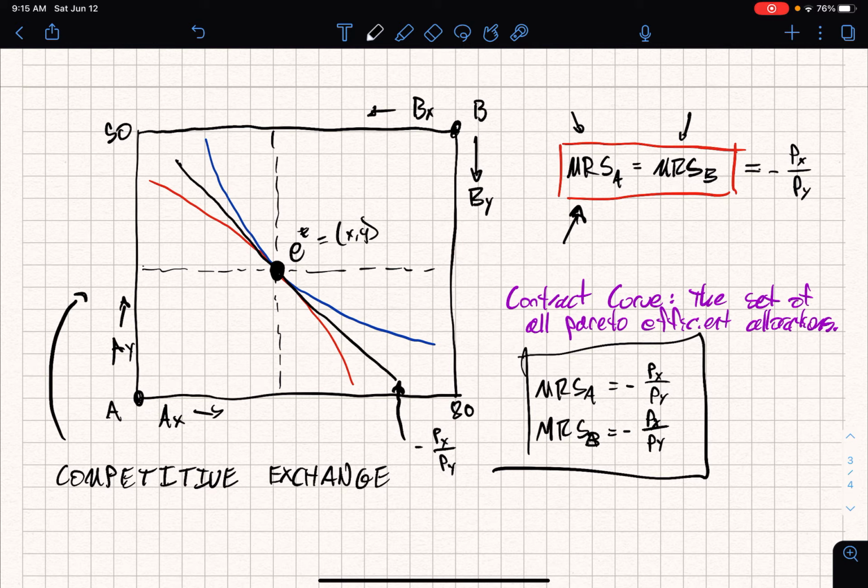And what we've shown here, because we know this solves Andrew's consumer's problem and Bea's consumer's problem, is that we've found prices that do it for both. And we've shown that this point is Pareto efficient, given some initial endowment.